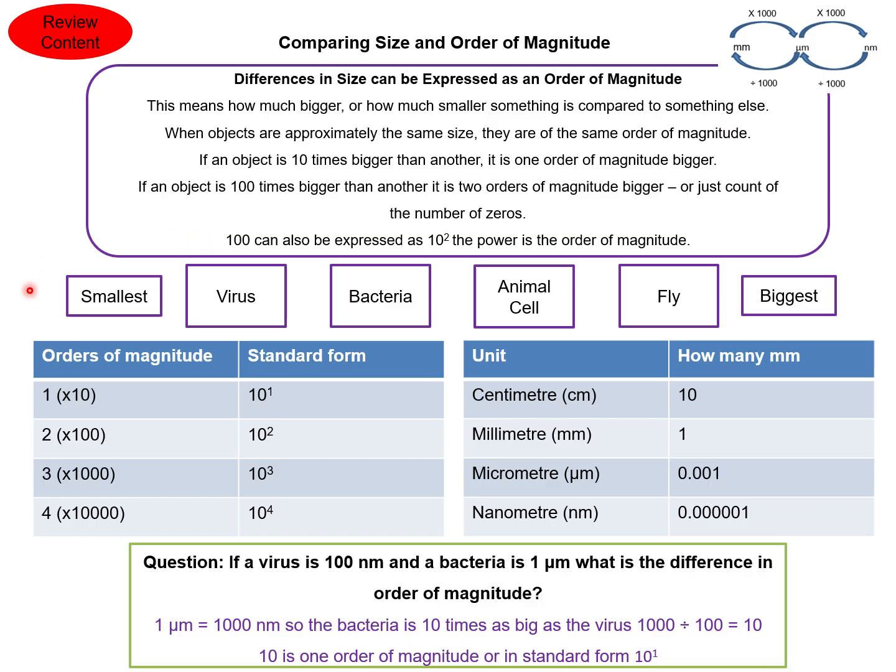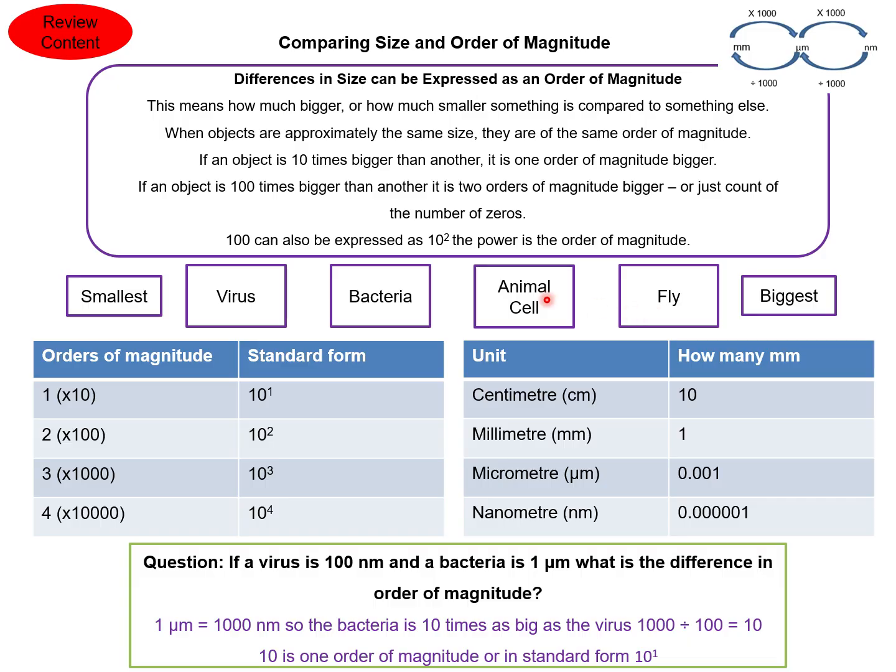You may have to look at putting some cells or living organisms or a mixture into a size order. So here's an example from smallest to biggest. Virus, which is smaller than bacteria, which is smaller than an animal cell, which is smaller than a fly.